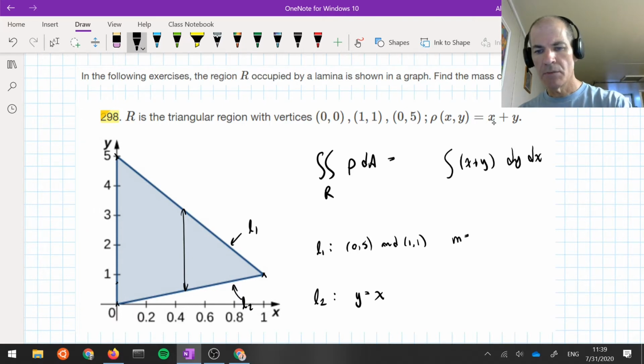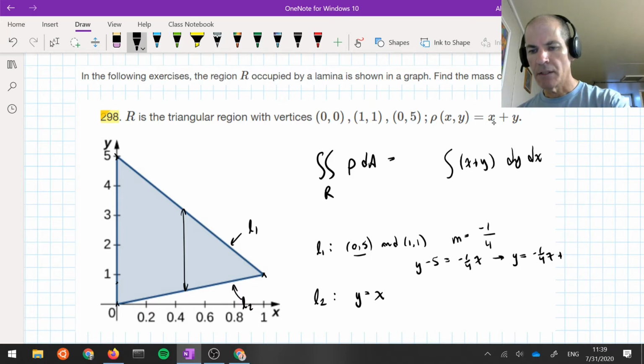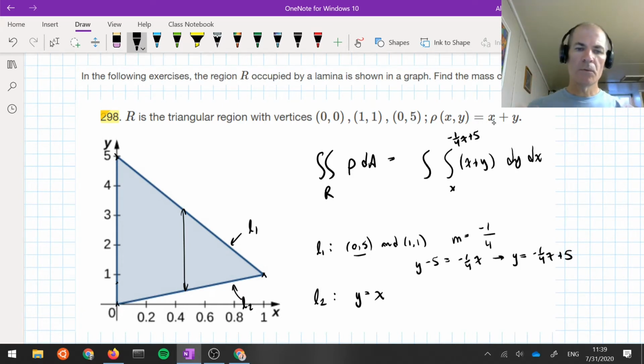So we first need to compute the slope. That's going to be minus 1 over 4. And then we take one of the points and the slope, and plug it into the point slope formula. We get y minus 5 equals minus 1/4 times x, or y equals minus 1/4 x plus 5. So now we have the lower and upper limits of integration in the y direction, x and minus 1/4 x plus 5. We've dealt with that y direction.